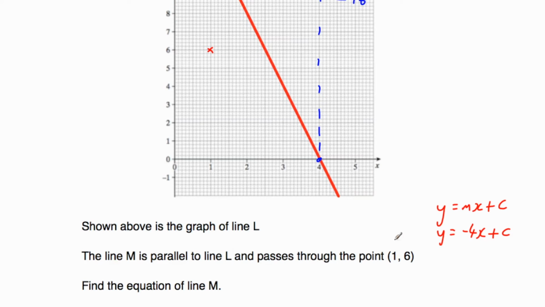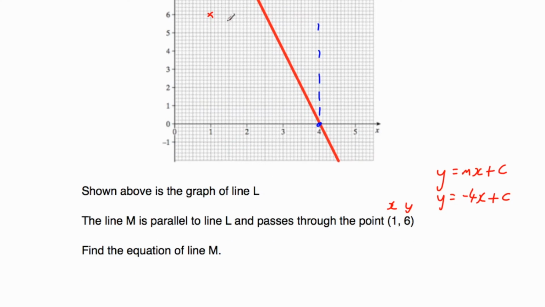Or alternatively, we can call these x and y, substitute them in and find our c. And that's the approach I'm going to use because it's going to be quite useful for later on in the video. So let's do that. But I do like that approach of going across 1, back up 4 and seeing that it'll be 10. So we should hopefully get y equals minus 4x plus 10. And let's see if we do.